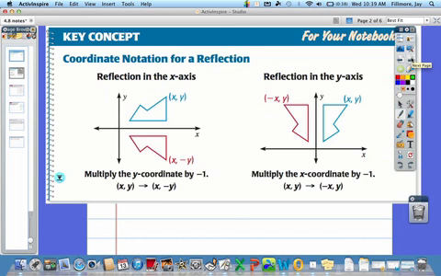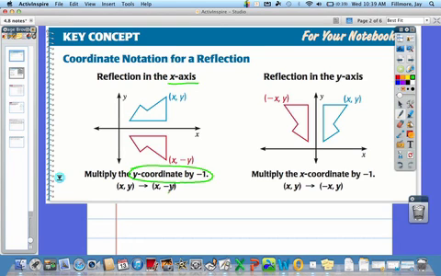With reflections, you should have seen that if you reflected something over the x-axis, then your y-coordinate changed signs. You multiply the y-coordinate by -1. So if it was positive, it became negative. Or if it was negative, it would become positive. So when you reflect over the x-axis, it's the y-coordinate that changes.